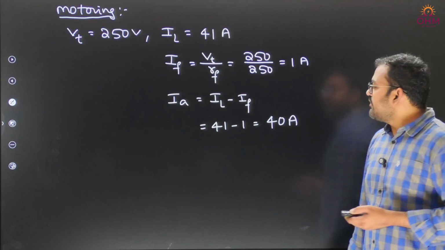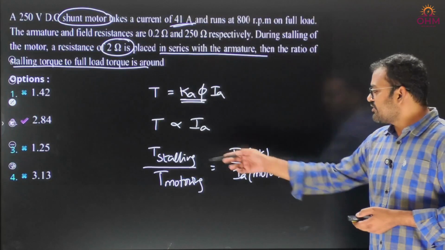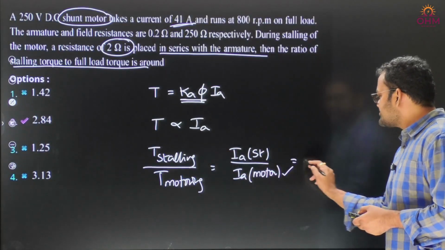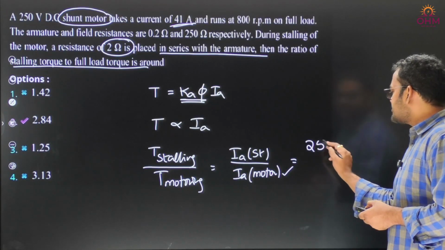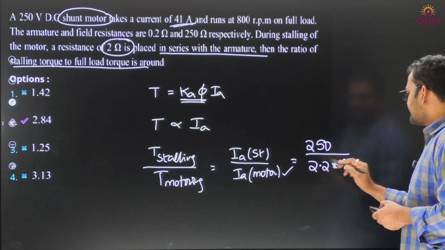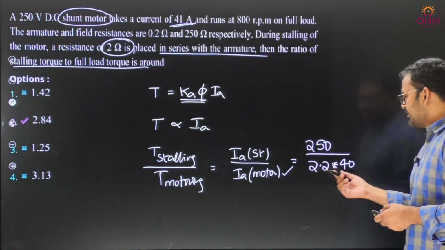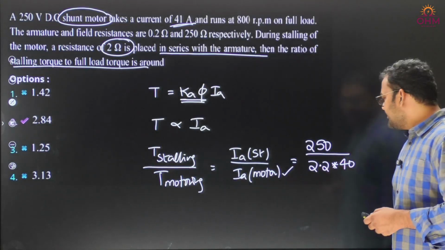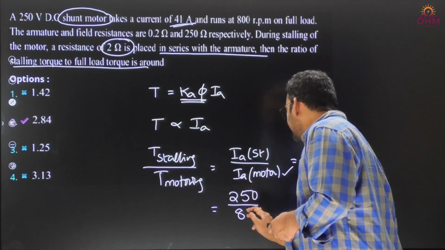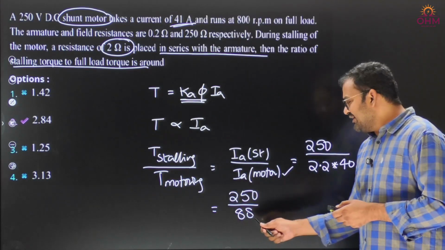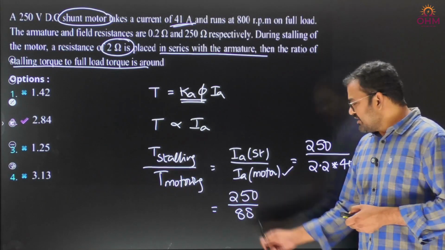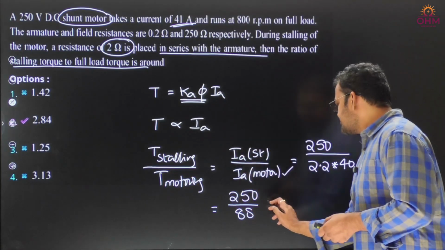Stalling mode. Now I can find the ratio between stalling torque and motoring torque, which is stalling current by motoring current. I can directly substitute here. Stalling current is 250 by 2.2, motoring current is 40. If you calculate, the denominator is 2.2 into 40, that is 88. So it will be 250 divided by 88. Suppose I assume 88 is nearest to 90, then it will be 250 by 90. So the answer will be 2 point something. The nearest answer will be 2.84.